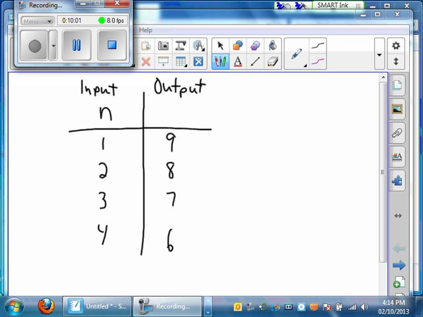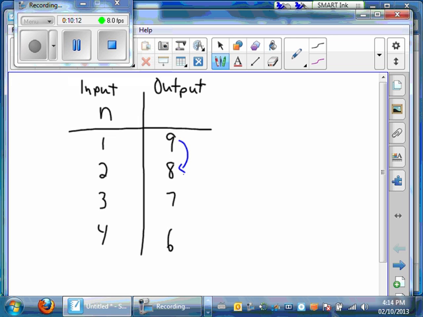We've got our input here, and when the input n is 1, our output is 9. When our input is 2, our output is 8. As you can see, we're starting to see a pattern emerge. Let's take a look first at our pattern. It is dropping by 1 each time. So we know there's no multiple in here, but it is going down by 1 each time, and so we know that we are subtracting a number here.